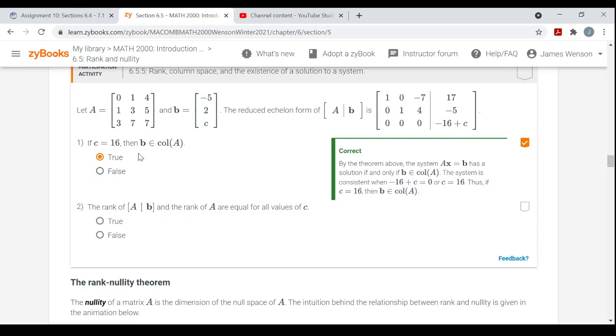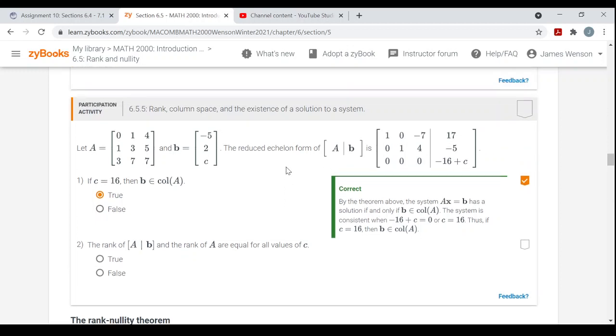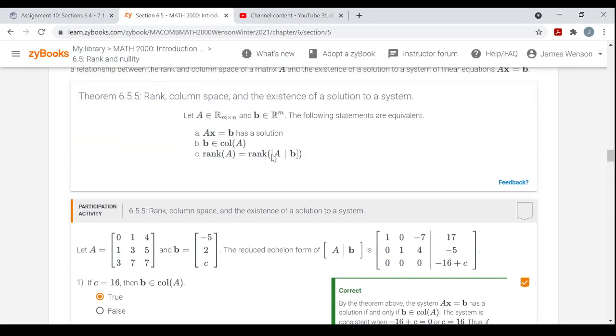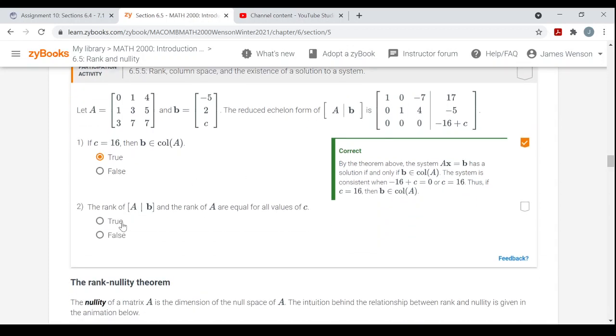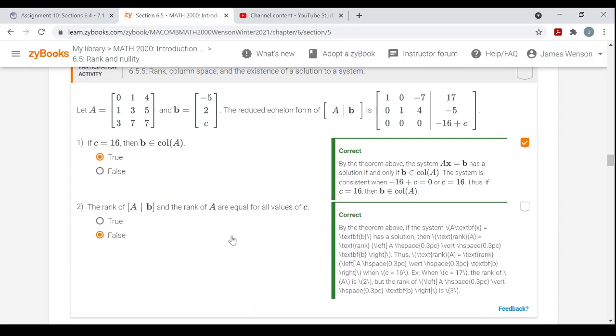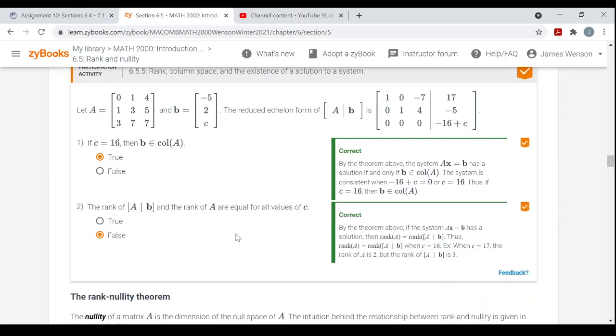So if C is not 16, right? If C is not 16, the rank of the augmented matrix will be 1 more than the rank of A, right? And that ties into this, because if C is not 16, well, then that system has no solution, and if it has no solution, then these other things are false as well. So this would be false. It's only good for when C is 16.